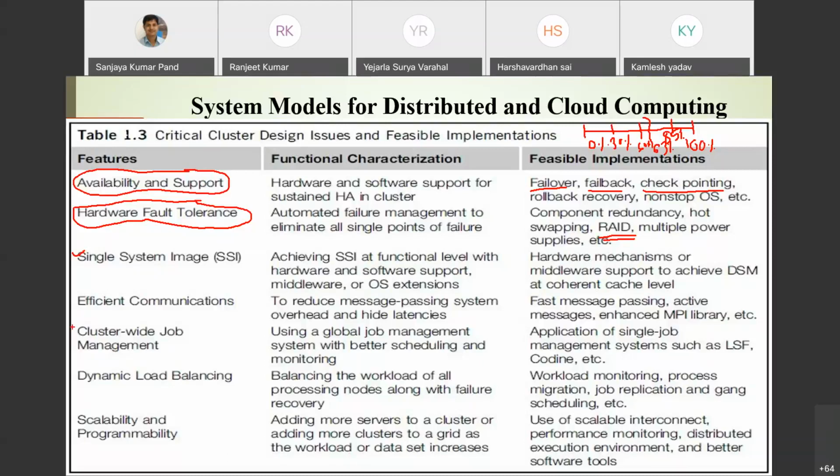Similarly, next one is with respect to cluster-wide job management. How to manage these jobs? Said that is broker. Broker is used in two contexts. One context is, suppose I want to book a flight ticket. I don't know how to book a flight ticket. So what will I do? I will go to a particular client, or you can say a particular agent, the people who are booking the flight tickets, a travel agency we call, right?